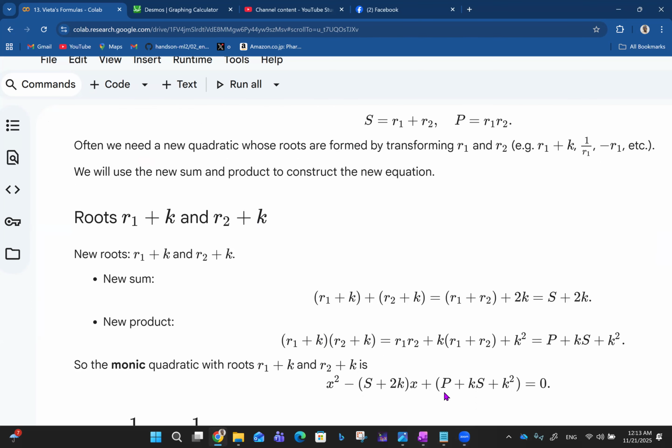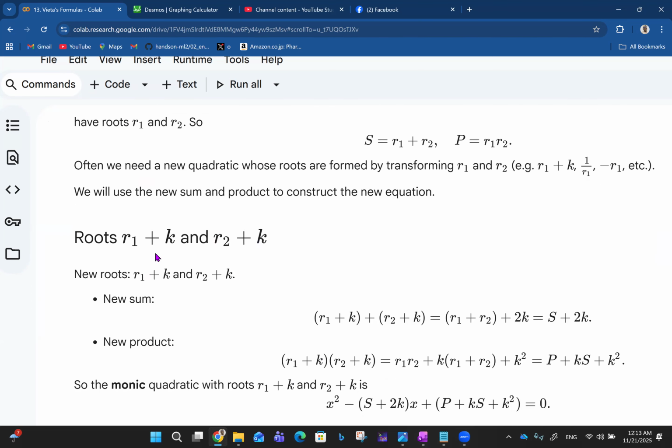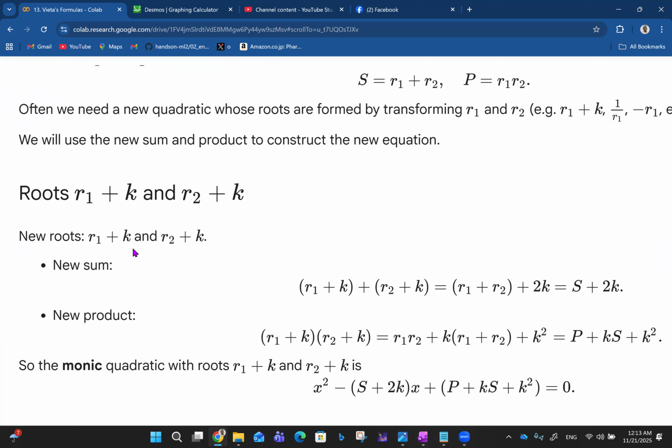So imagine we have new roots r1 plus k and r2 plus k. In that case, you need to find the sum and the product. The sum is r1 plus k plus r2 plus k. If you put all this together, that's r1 plus r2 plus 2k. So in short, the new sum is s plus 2k.